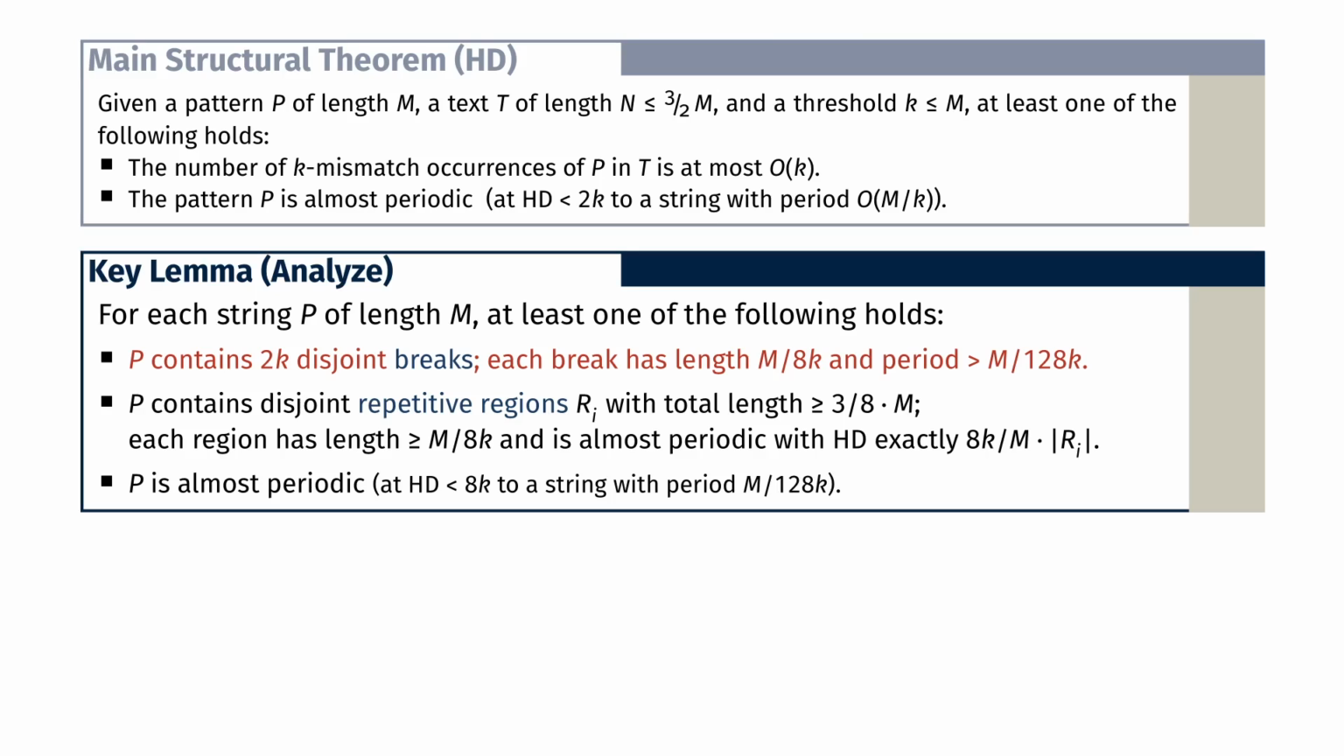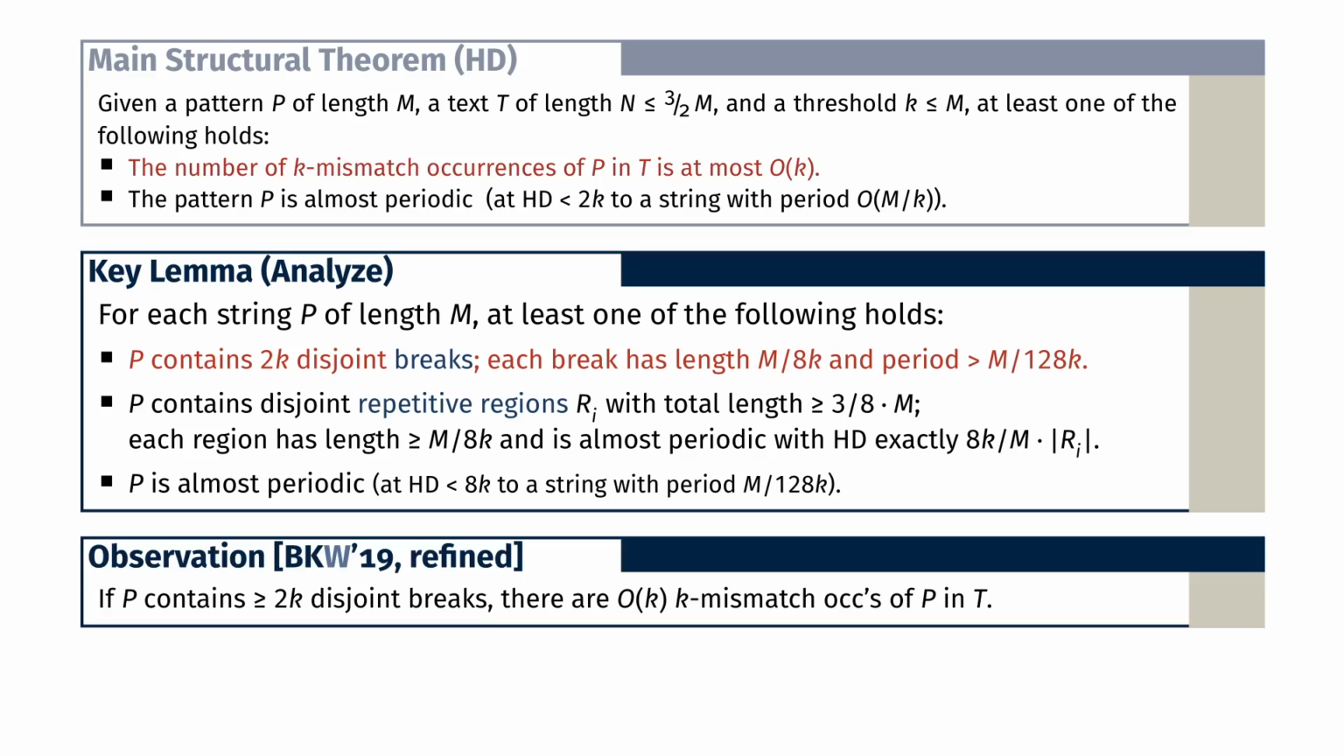Finally, for the breaks, we can do something similar to the almost periodic case. To be precise, we use this observation: if there are at least 2k disjoint breaks, then we cannot have more than order of k mismatch occurrences of P in any string T. In total, this shows that proving our key lemma really is all we need to do.